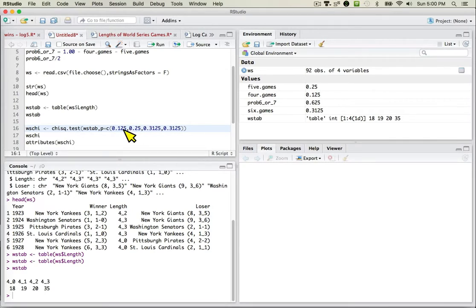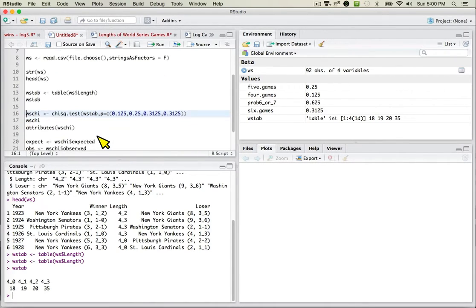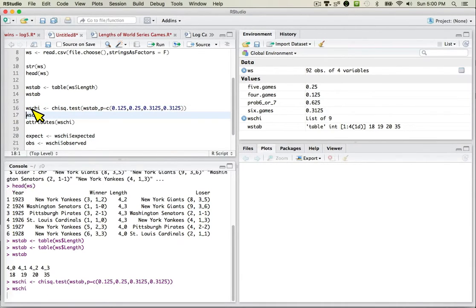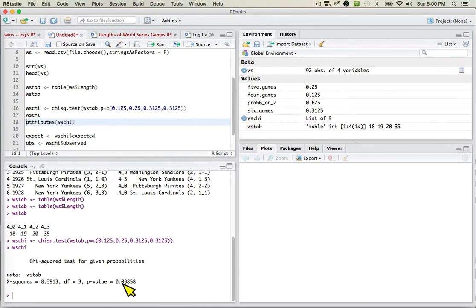So the chi-square test is going to compare the observed proportions against the predicted ones. So I'll run that line of code, and I'm saving the results into an object I'm calling WS chi. And we'll take a look at WS chi, and you can see that the p-value here is less than 0.05, which means that we have a divergence from the expectation. In other words, the distribution of the lengths of World Series do not conform to our expectations.